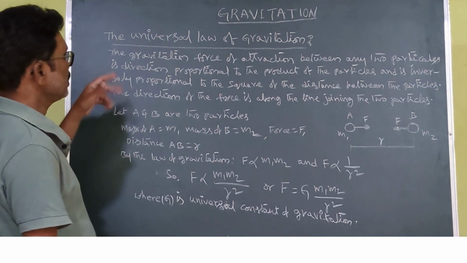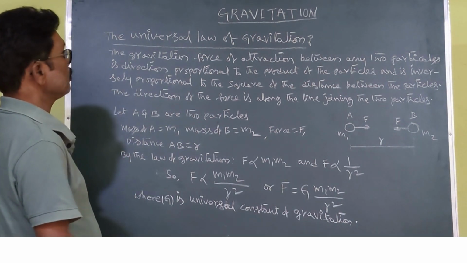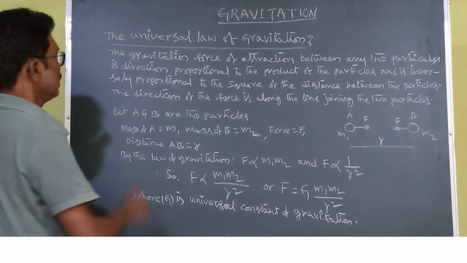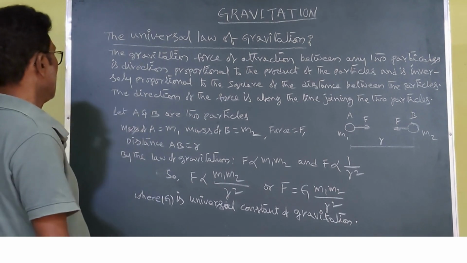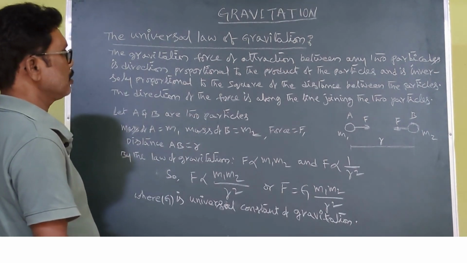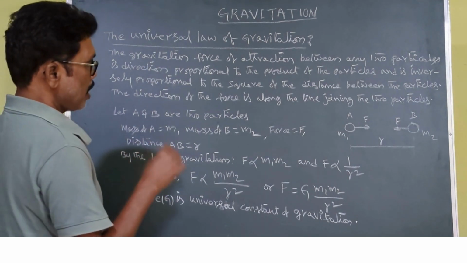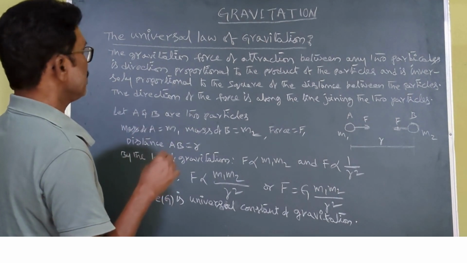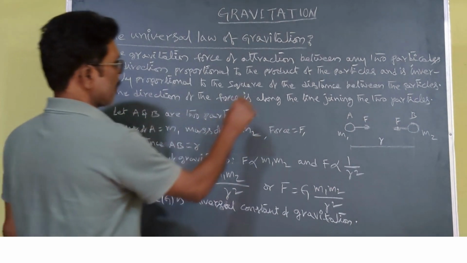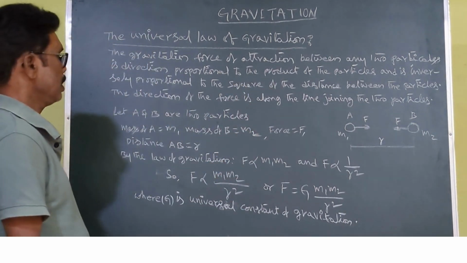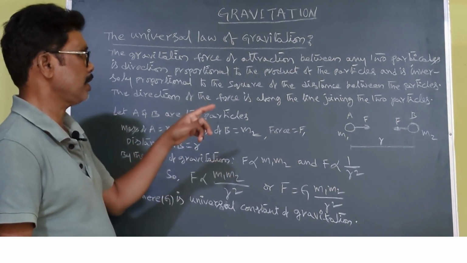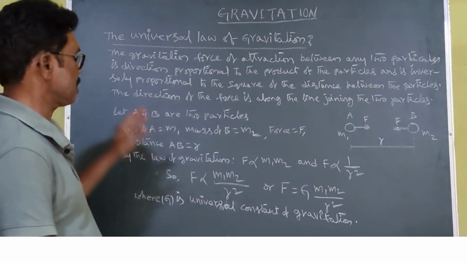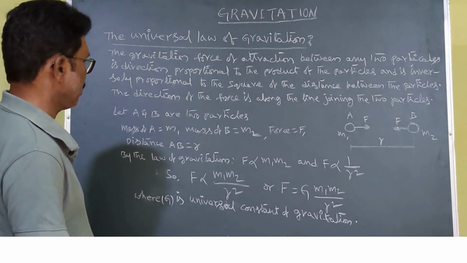Okay. If you see the statement, the definition of the universal law of gravitation: the gravitational force of attraction between any two particles is directly proportional to the product of the masses of the particles and is inversely proportional to the square of the distance between the particles. The direction of the force is along the line joining the two particles. This is the statement.